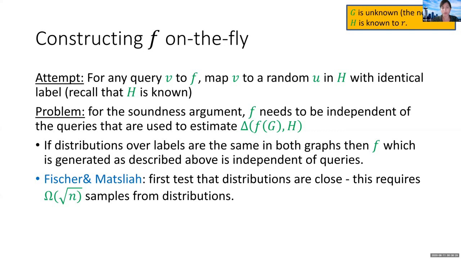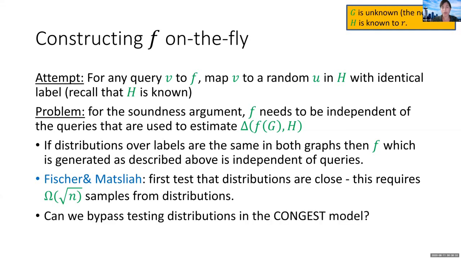So what Fischer and Matsliah did is that they first test whether the distributions are close. This requires Omega of square root of n samples from the distributions. And the question is whether we can bypass testing distributions in the CONGEST model. And we will see that the answer is yes.